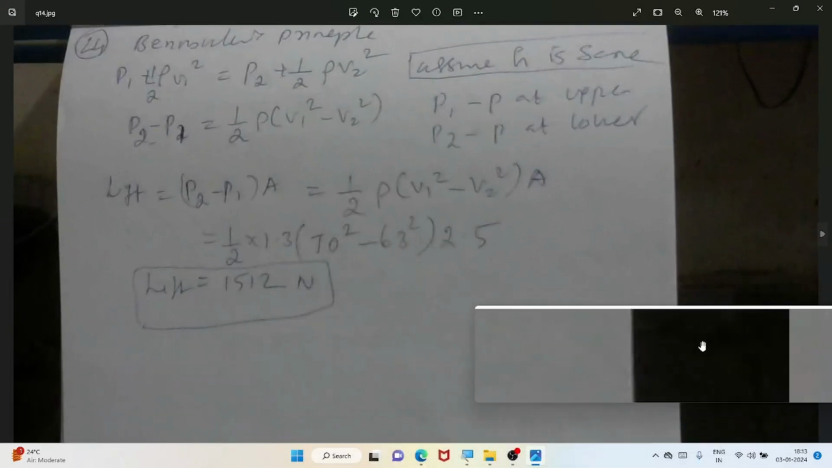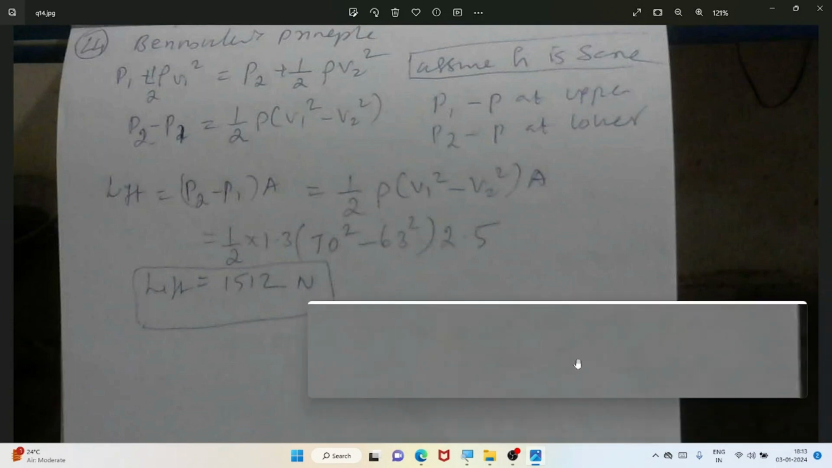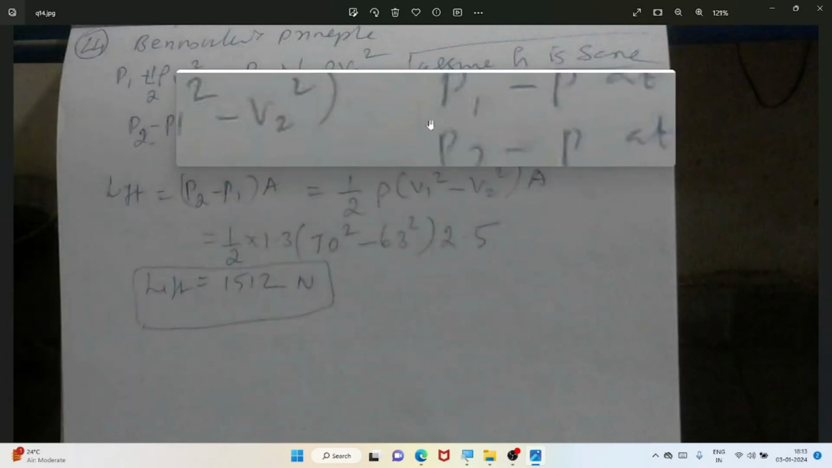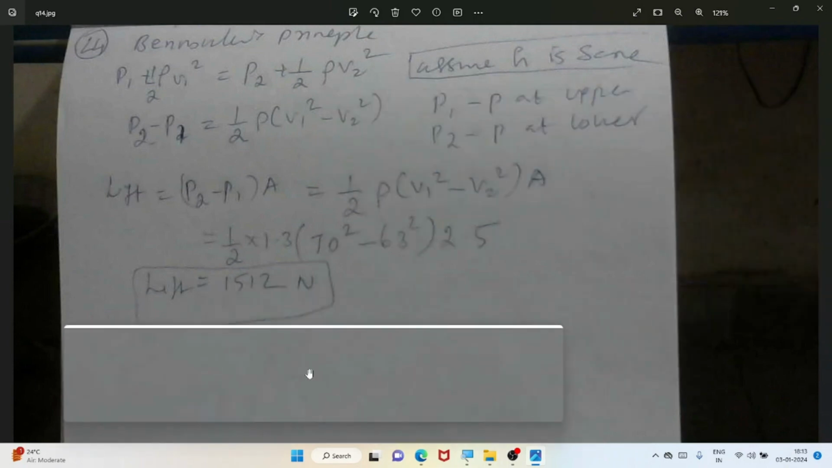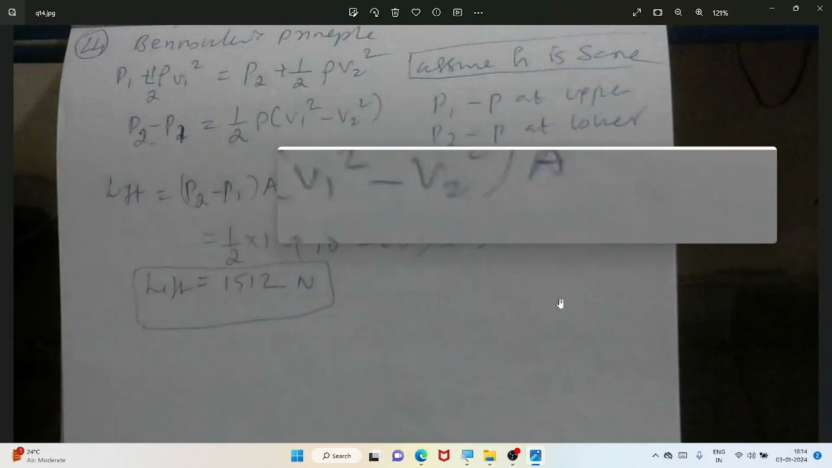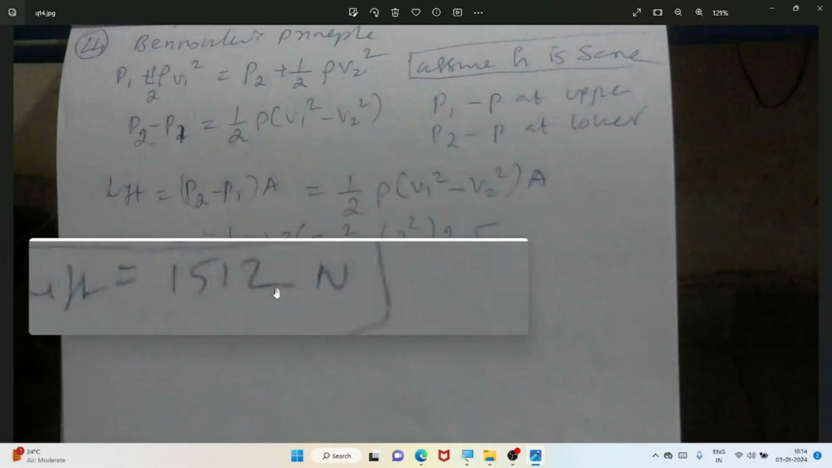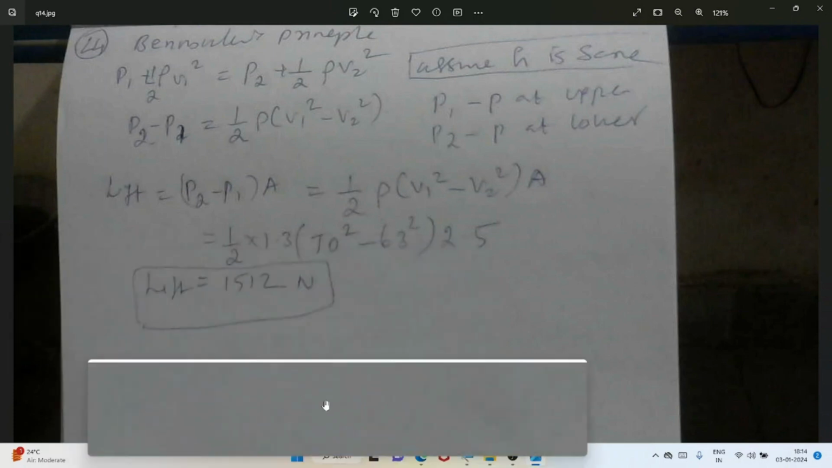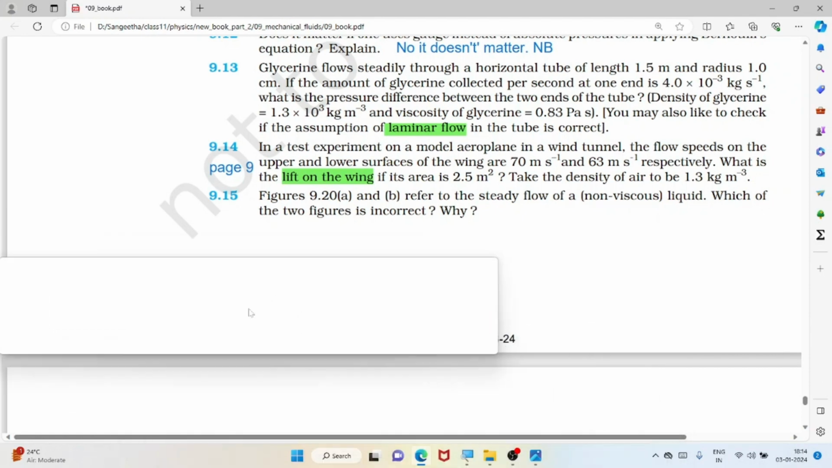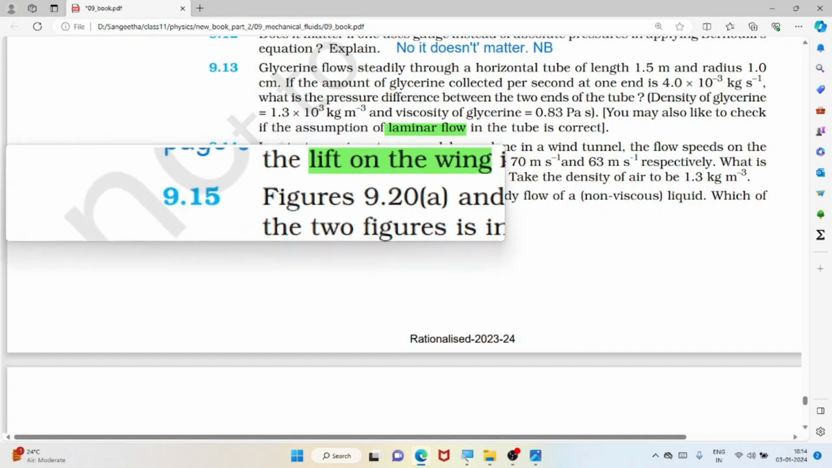Okay, so here we are assuming the same height, so rho gh will cancel out. So this pressure difference is this much. This is on the upper side, this is on the lower side. Okay, the lift is this formula. This much lift, this many newtons of force, that is the lift. This is Bernoulli's equation that is given on page number 9.